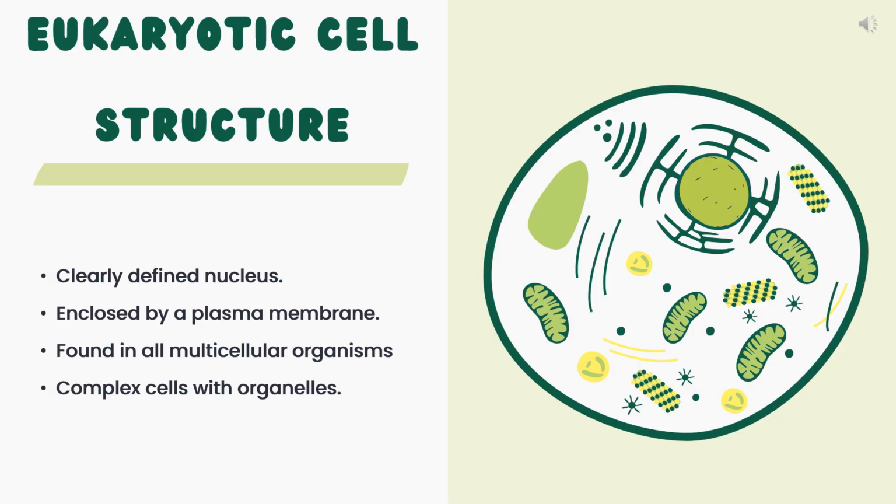First off, we'll start with the eukaryotic cell structure. Eukaryotic cells are very unique and very different to prokaryotic cells. Their structure contains a clearly defined nucleus as well as a variety of organelles within the cell. This cell is enclosed by a plasma membrane, and the eukaryotic cell is found in all multicellular organisms. So this cell is very complex and it contains many organelles, which you'll see on the next slide. These contain things like DNA and also help to create energy within the cell.